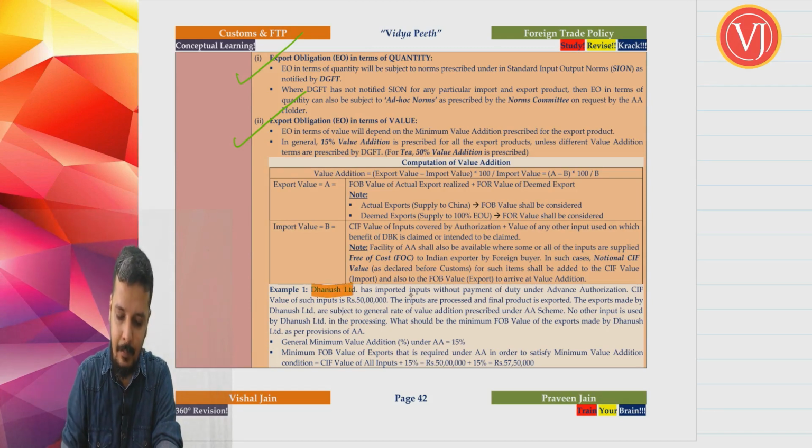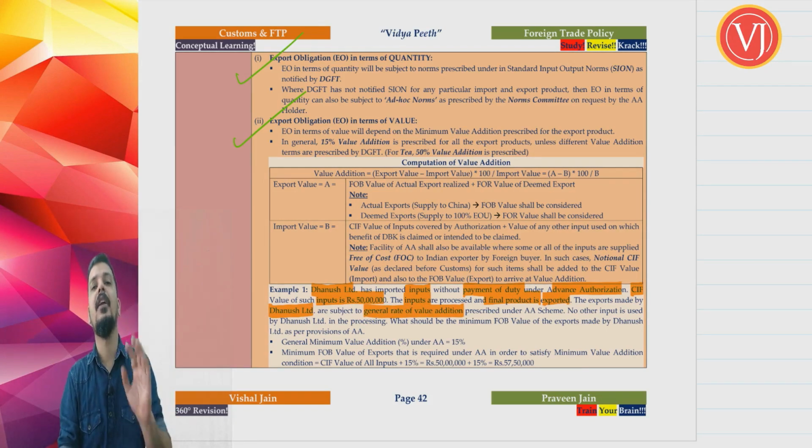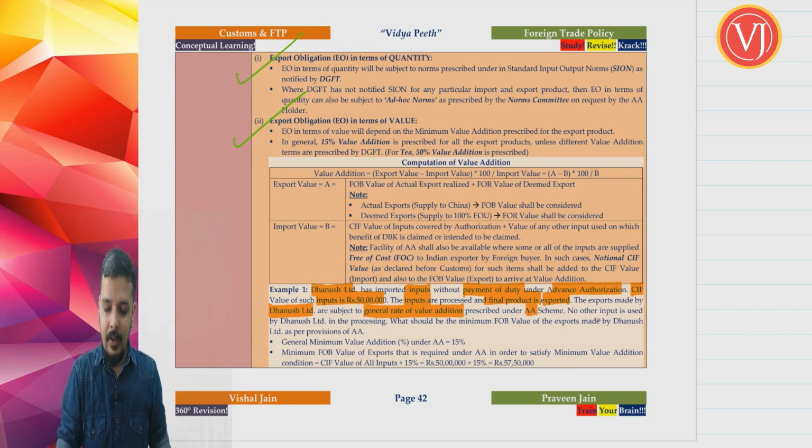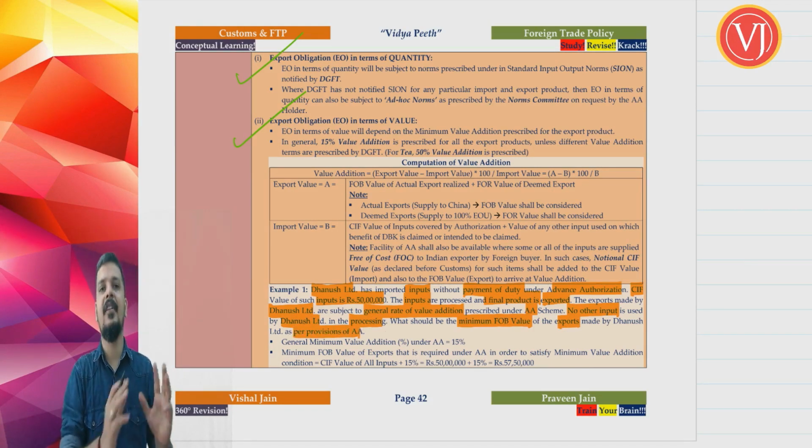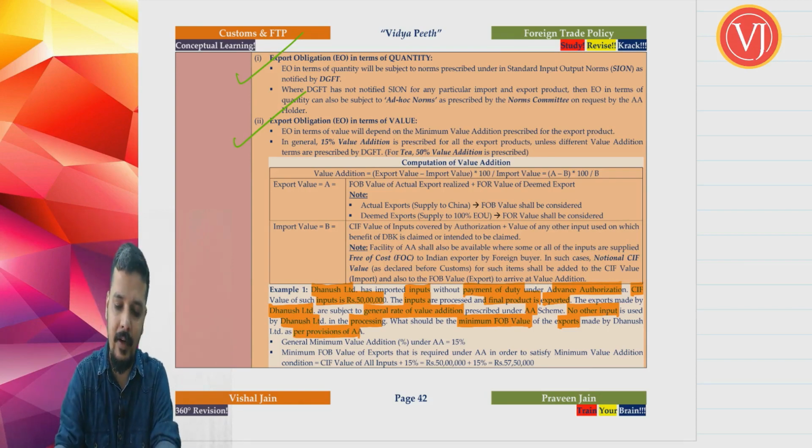Dhanush Limited has imported inputs without payment of duty under advance authorization. CAF value of such inputs is 50 lakhs. The inputs are processed and the final product is exported. Exports made by Dhanush Limited are subject to the general rate of validation, which means 15% for advance authorization. No other input is used by Dhanush Limited in the processing. What should be the minimum FOB value of the exports made by Dhanush Limited to satisfy the provision of advance authorization? Friends, it is quite simple.